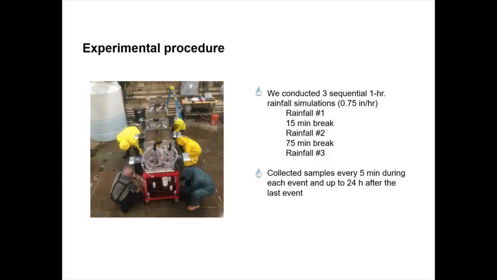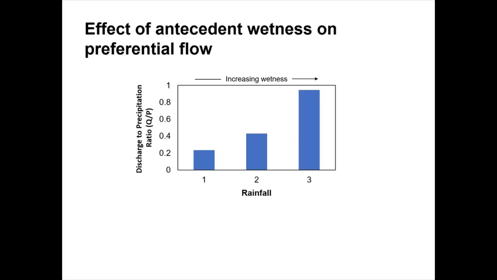So for our experimental procedure, we did 3 sequential 1-hour rainfall simulations. Essentially, we put 3/4 inch of rain on in 1 hour. We took a 15-minute break, did another one, took a 75-minute break, did a third one. So essentially, the wetness was increasing with each rainfall event. And again, we collected samples every 5 minutes during these events.